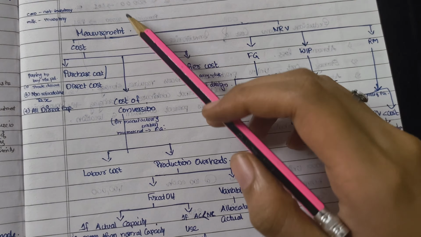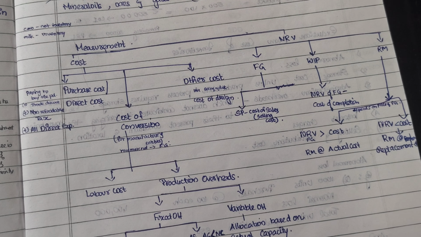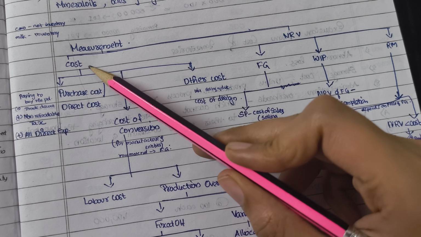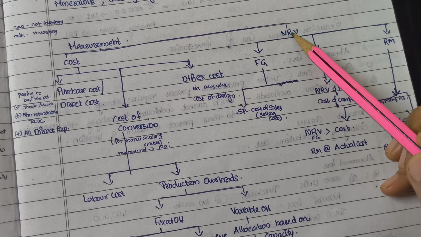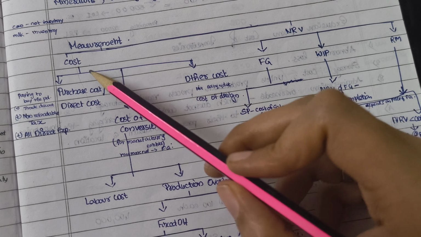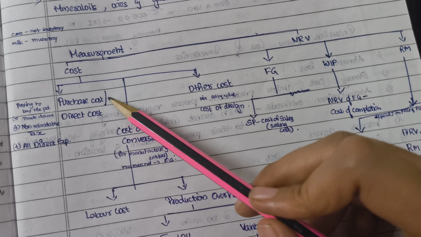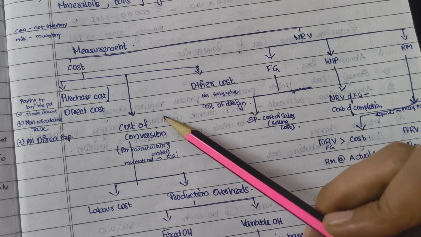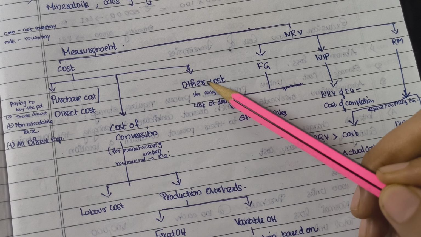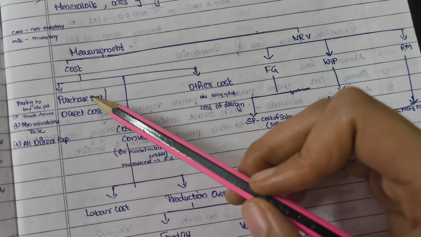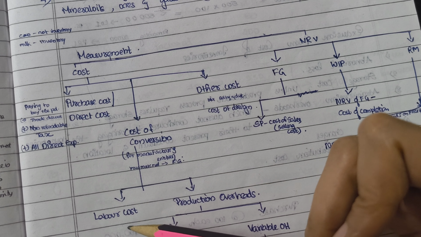Now let's see the measurement, how to measure inventory. Measurement can be done at cost or net realizable value, whichever is less. So there are different types of costs: purchase cost or direct cost, cost of conversion and other costs. First let's learn about purchase cost or direct cost.